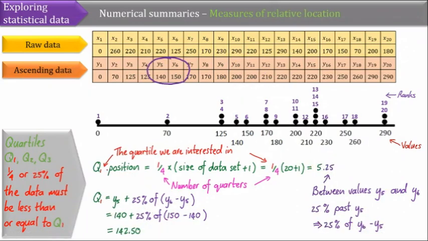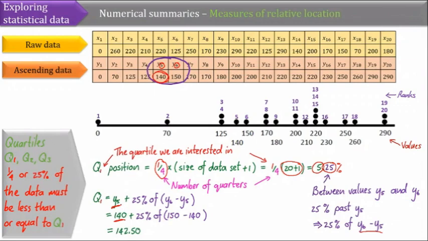Right, what about Q1? The first quartile position means 1 quarter of 21. That gives us 5.25, which is the position. We don't have a 5.25 position, we have a position 5 and a position 6. So we'll take whatever we have at position 5 and add 25% of Y6 minus Y5. If we go to our calculation for Q1, Y5 is equal to 140. That value over there, 140.